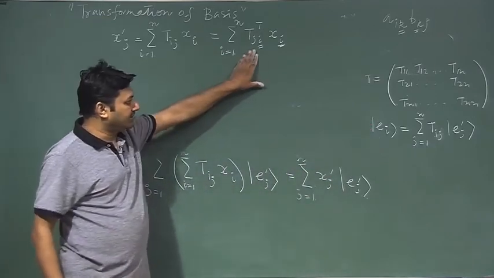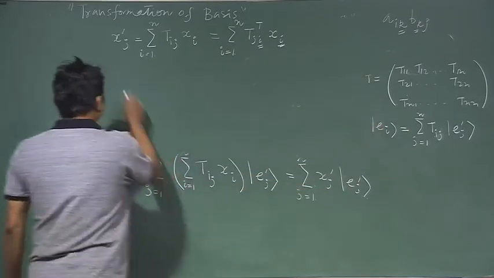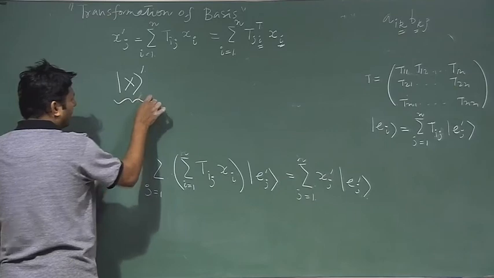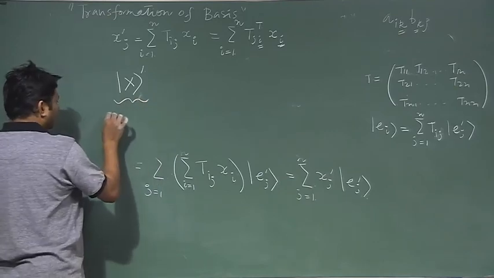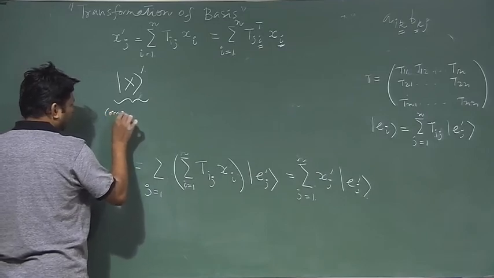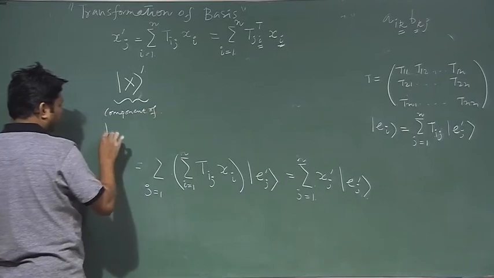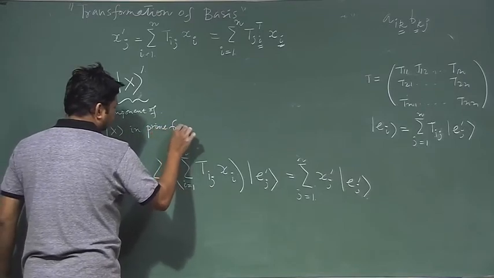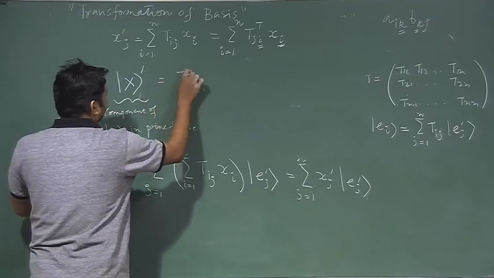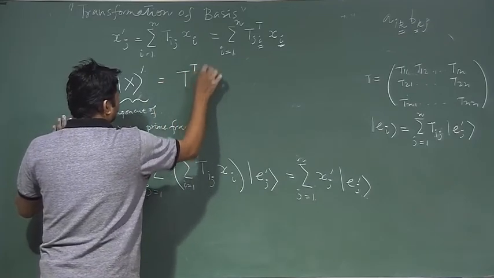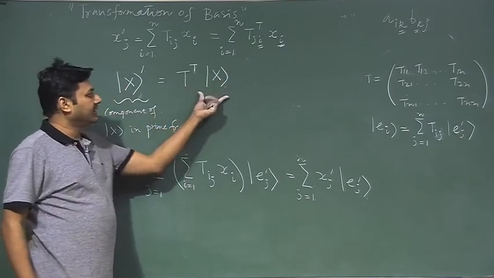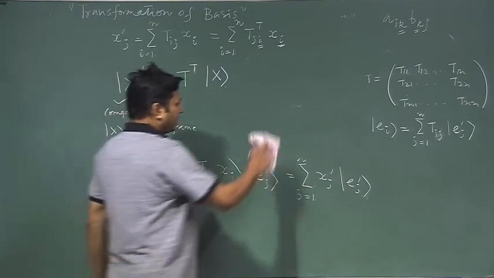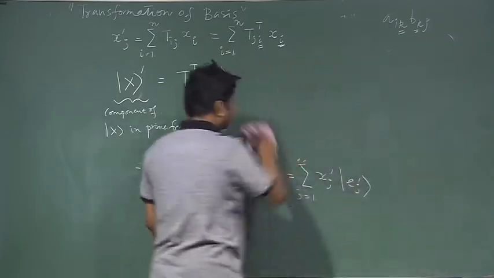So if the T matrix is given to me, then the components of the x vector in the prime frame can be represented by T transpose and x. This x is the x vector in the non-prime or normal frame. So let me conclude with that; next day I will again come back to this issue.